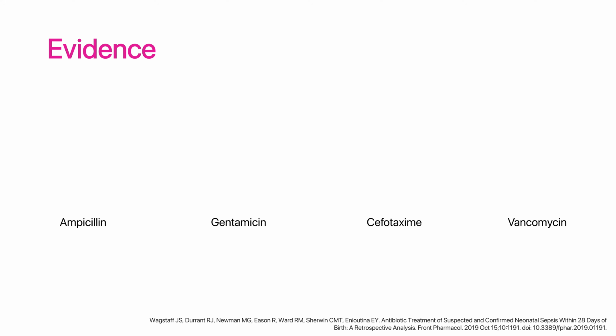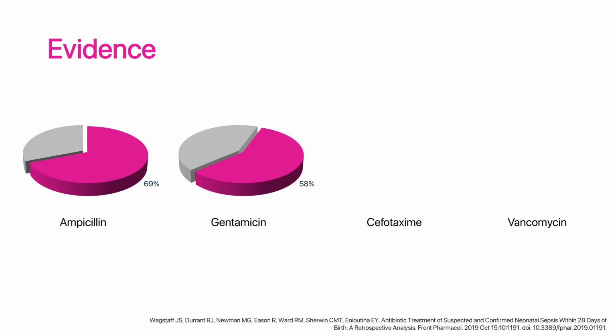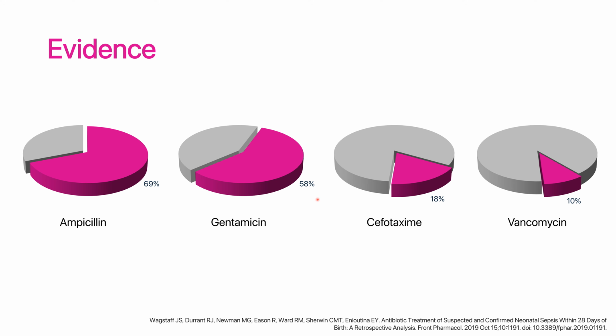So what is the evidence? Evidence says that out of all the babies getting antibiotic therapy, almost 69% of the babies get ampicillin, 58% get gentamicin, 18% get cefotaxime, and 10% get vancomycin. So this 10% is also a significantly higher number. So we have to adopt a rational use of antibiotics in all the cases, so that this significantly higher percentage of antibiotic use can be reduced to as low and as appropriate levels as possible.